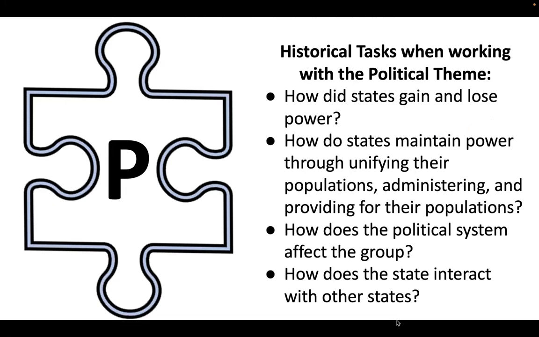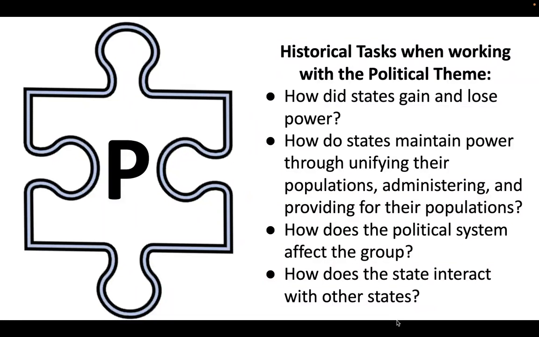So when we look at the political process, the first P, we're basically answering questions about a society that we study. So the first question is, how did states gain and lose power? Well, when we look at different types of people, let's say Forsyth County, governments gain power through elections, and they lose power through losing those elections.